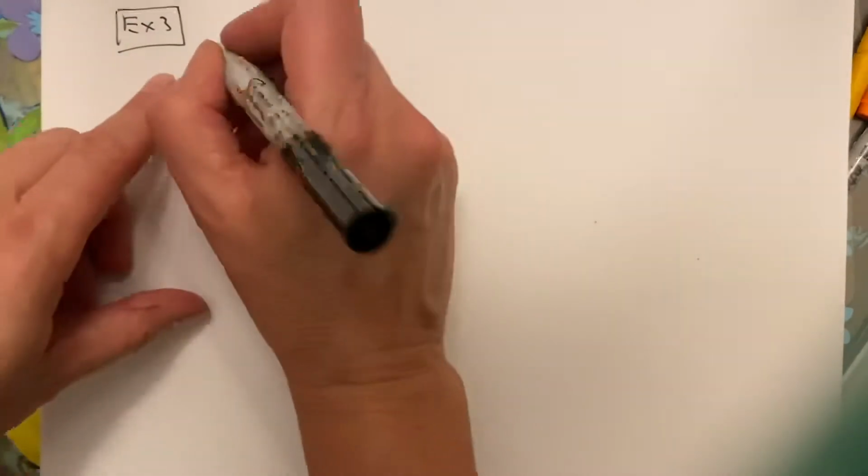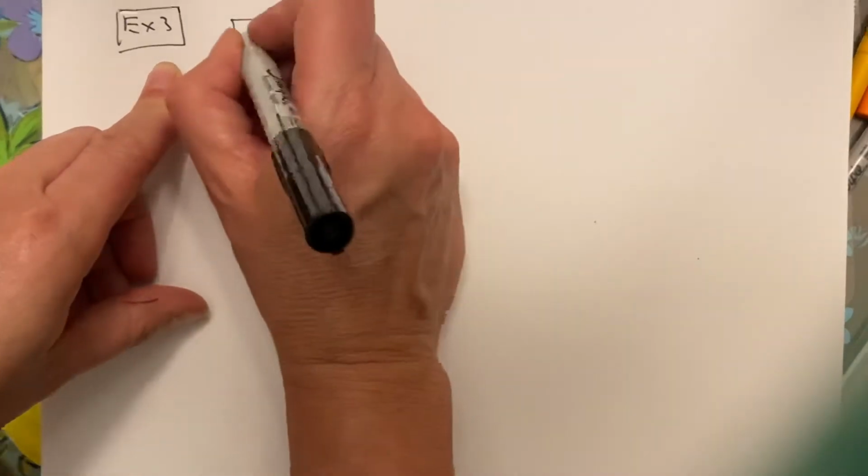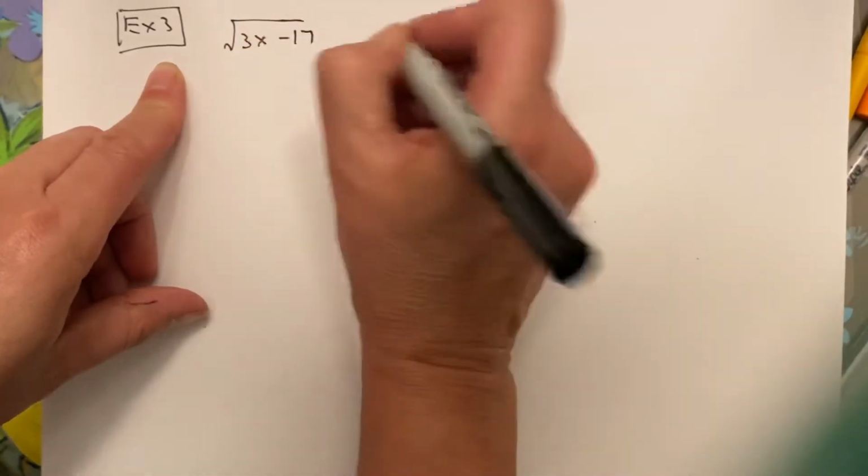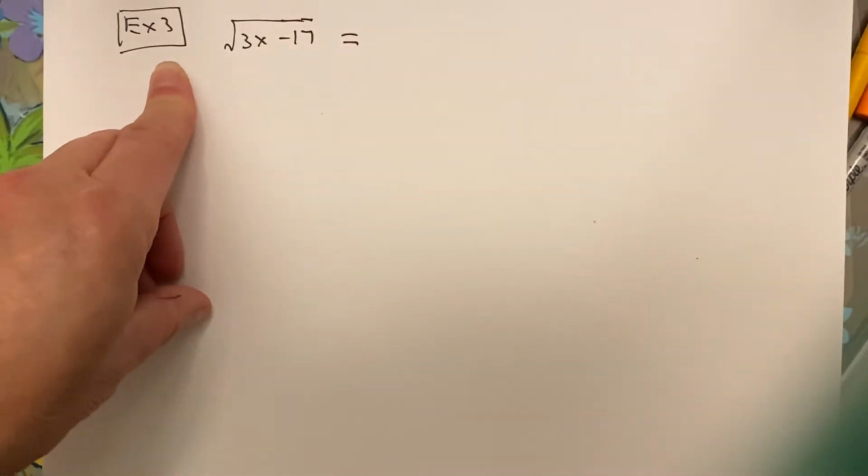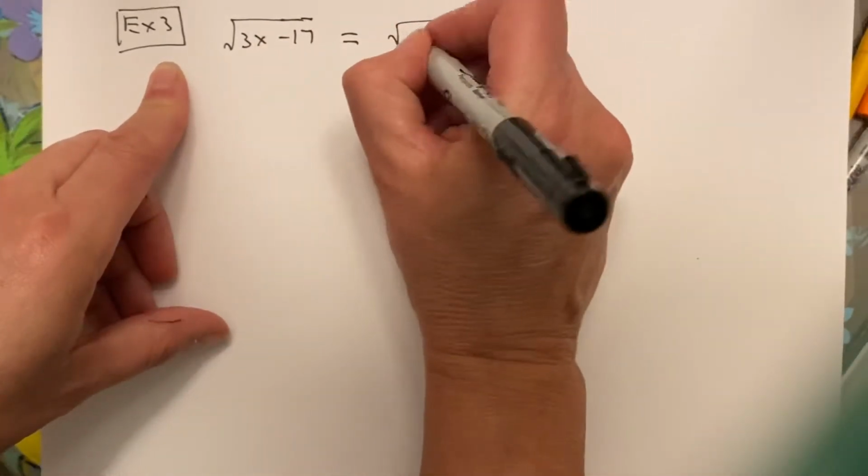Look at example 3. This is incredibly useful when you have a radical on both sides of the equation. So you have the square root of 3x minus 17 on this side, and a radical on the other side, the square root of x plus 21.